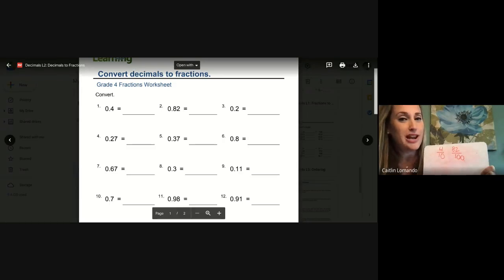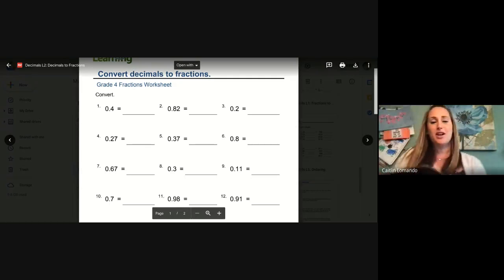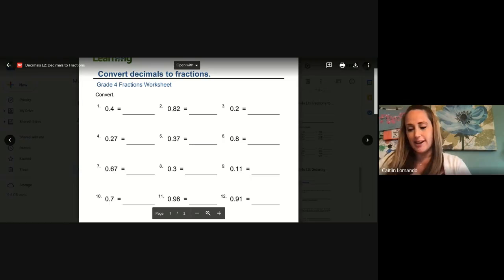Let's look at number 3, 2/10. I see the number 2. What number do you hear when I say that decimal? 2/10. We hear the word 10 in there. So there's going to be a 10 underneath. Let's go on to 4, 5, and 6 and try these out.